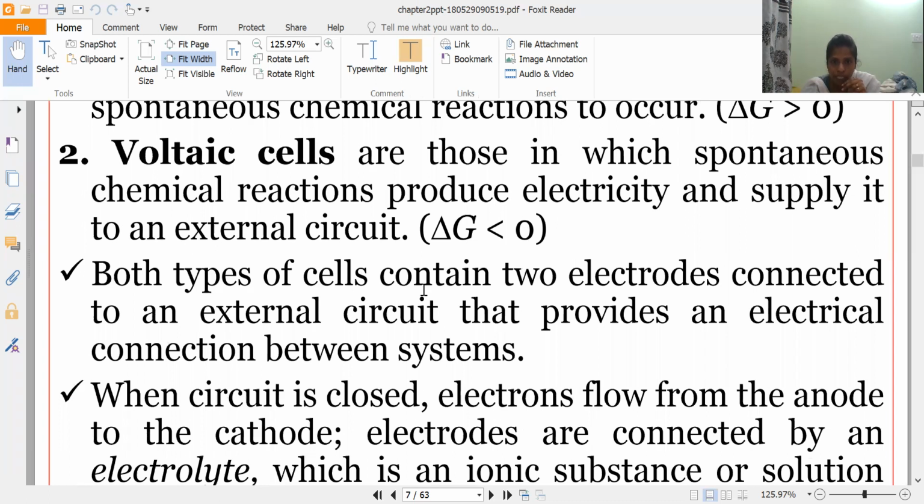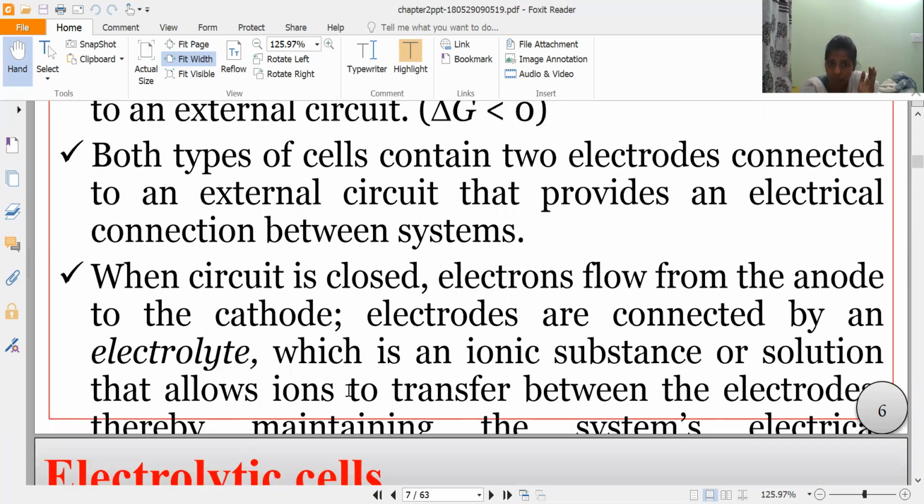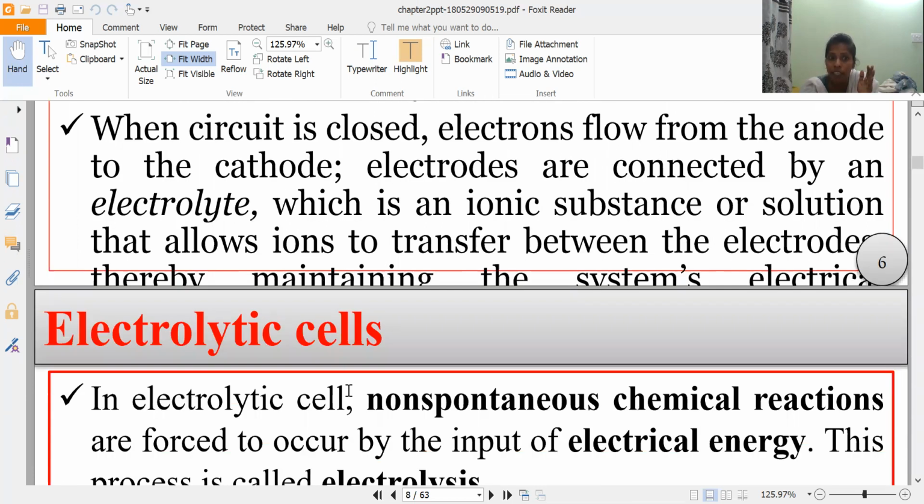But both types of cells contain two electrodes connecting to an external circuit that provides an external connection between systems. So whatever the type of cell, whether it is electrolytic or electrochemical, that is galvanic cell, in both the cells we have the two electrodes. The two electrodes are connected with the help of an external contact. When the circuit is closed, electrons flow from the anode to the cathode. Electrodes are connected by the electrolyte, which is an ionic substance or solution that allows ions to transfer between the electrodes, thereby maintaining the system electrically neutral.